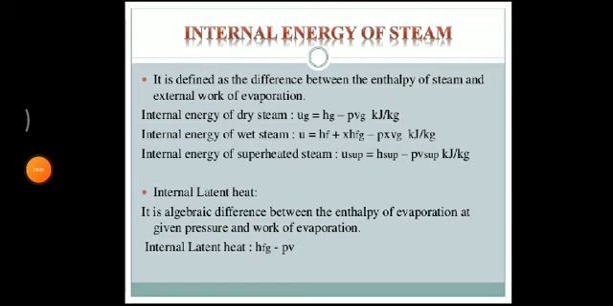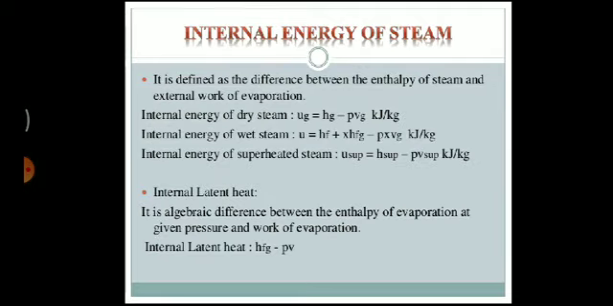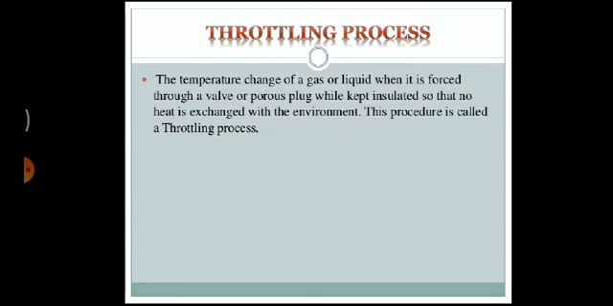The next one is the internal latent heat of the steam. It is defined as the algebraic difference between the enthalpy of evaporation at a given pressure and the work of evaporation. So internal latent heat is given by Hfg minus Pv. The next is throttling process. These are the various properties of steam. Then, what is the throttling process?